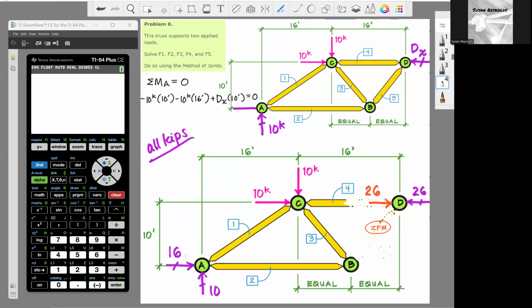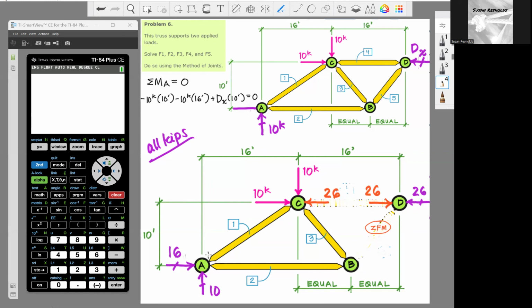26 kips. Let's use Newton's third law to get that force over to node C. So push of 26 at C. All right. I'm looking at C. C has 2 unknowns, but both funky angles. And A has 2 unknowns, one at a right angle. So at this point in my process, A looks like the best node to go to.